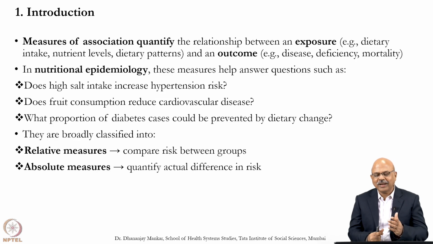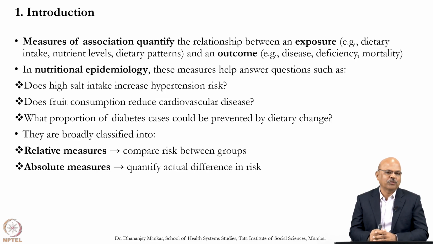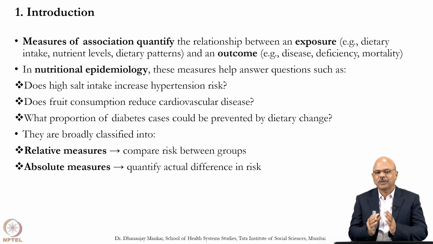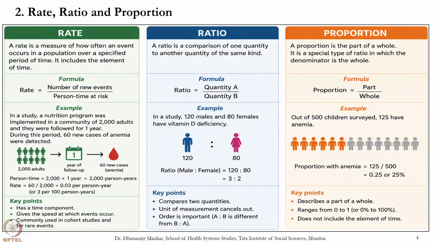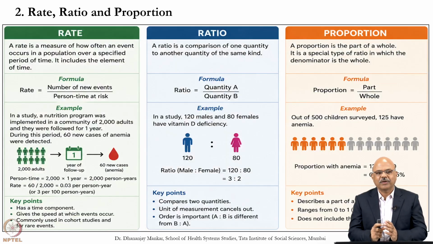They are broadly classified into relative measures and absolute measures. Relative measures compare the risk between groups, whereas absolute measures quantify the actual difference in the risk. So now we will understand the rate, ratio and proportion.